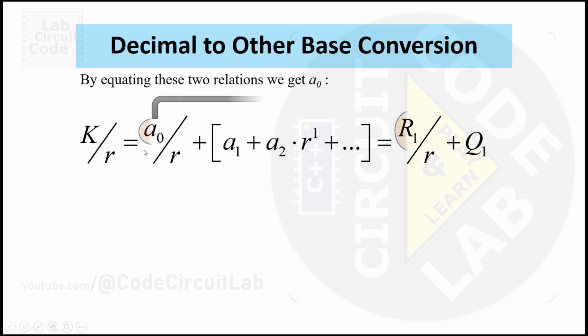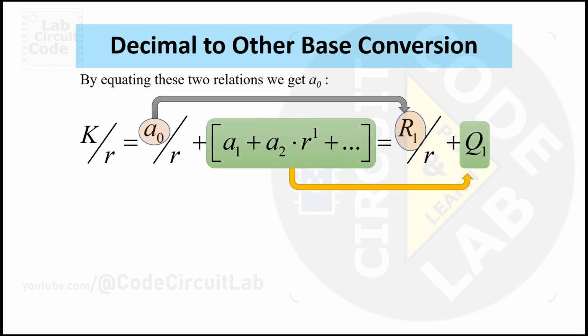They seem to have a relation. a0 is r1, and q1 is equal to the rest of this part. So the next step is to equate the remaining terms. Here we have found a0, so this term can be omitted from both sides of the equation. Now we're dealing with the q1 part and the remaining a1 and a2 by r1, and so on.